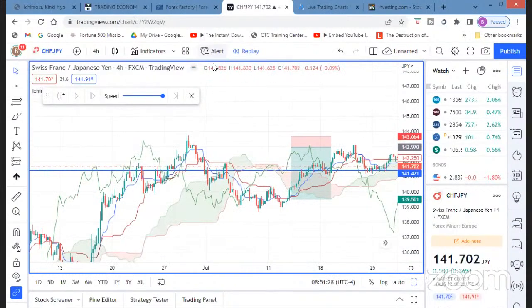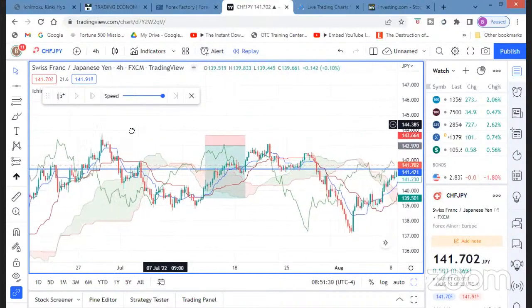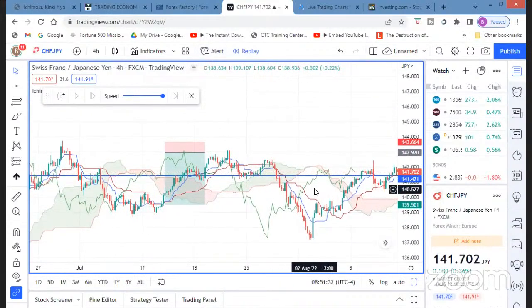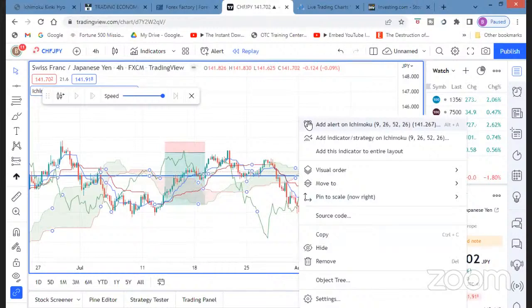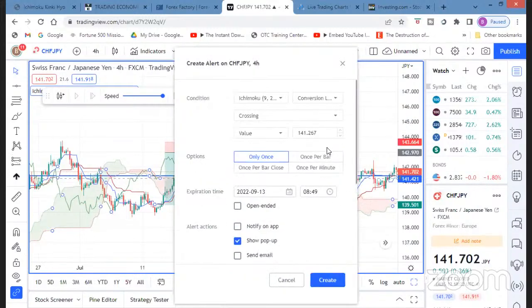In TradingView, can you put alerts on those inner and outer? Oh, that's a very good question. Add alert, Ichimoku 9 20. It looks like it. Ichimoku crossing conversion line. Yeah, great. Okay, thanks. Yeah, you're good.